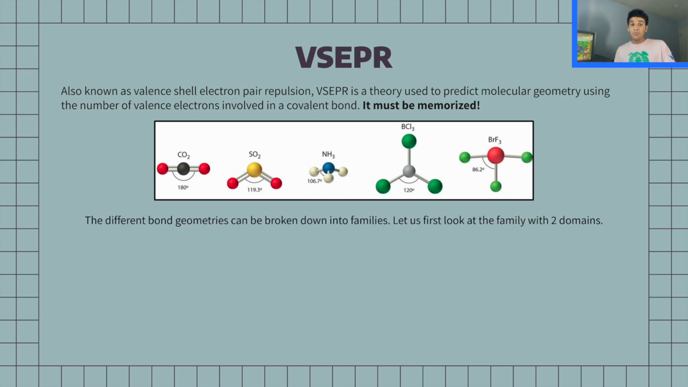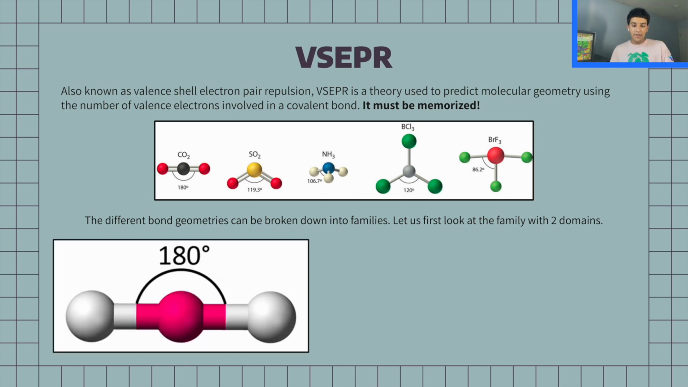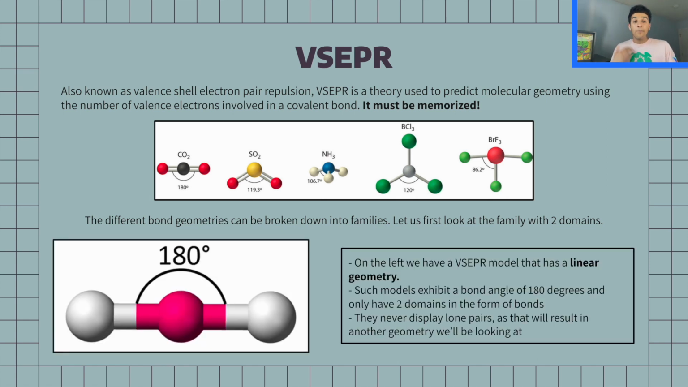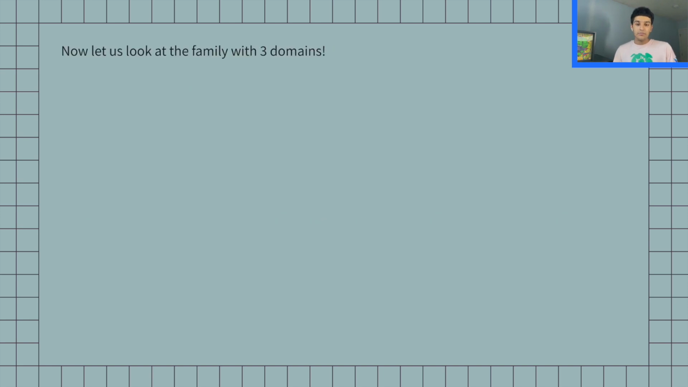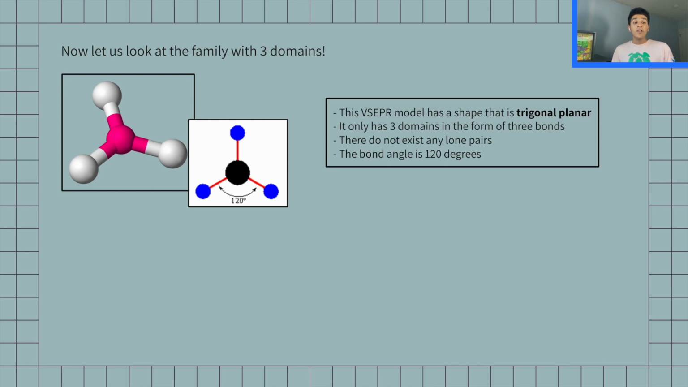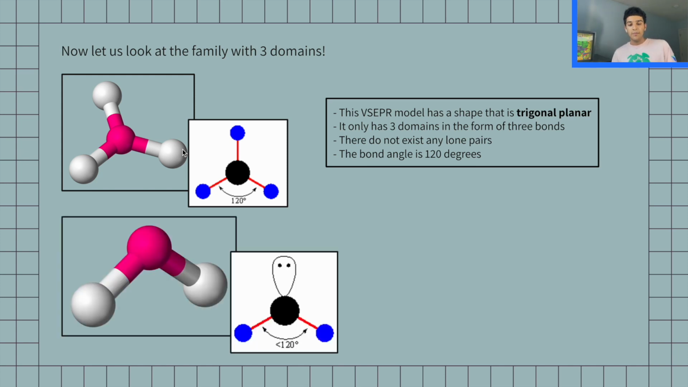First up, let's look at bond geometries that have two domains. Here we have a linear VSEPR geometry. As you can see, it has two domains in the form of two bonds, and it also has a bond angle of 180 degrees between the two bonds. Moving on, let's look at families with three domains. First up, we have the trigonal planar VSEPR model. In this case, the three domains are in the form of three bonds between the central atom and the outer atoms, and the bond angle between each of the bonds is 120 degrees.